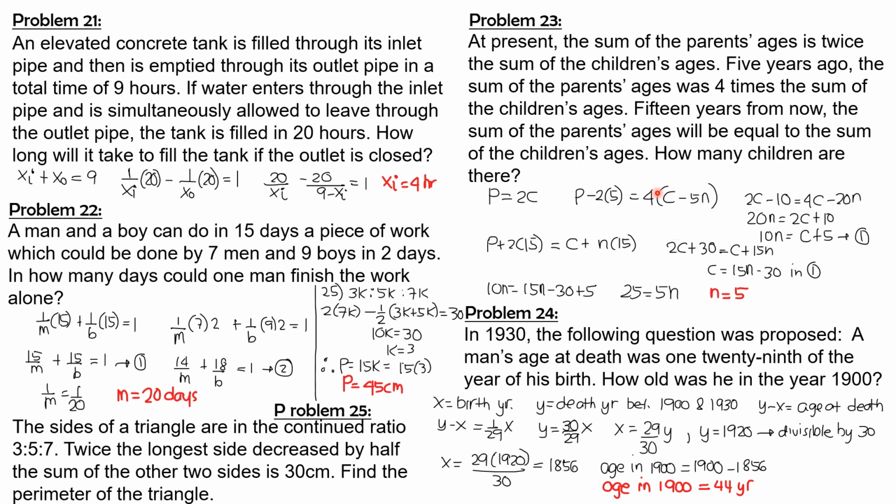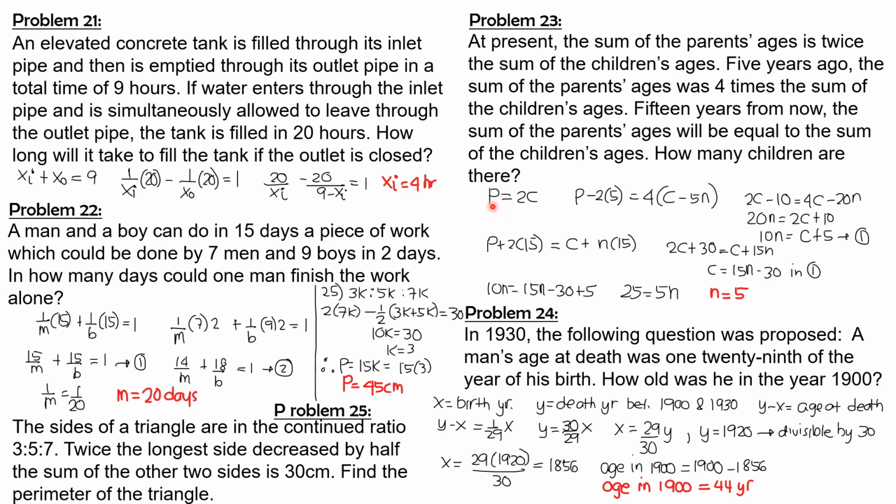Problem 23. At present, the sum of the parents' ages is twice the sum of the children's ages. 5 years ago, the sum of the parents' ages was 4 times the sum of the children's ages. 15 years from now, the sum of the parents' ages will be equal to the sum of the children's ages. How many children are there? So we will call n the number of children.